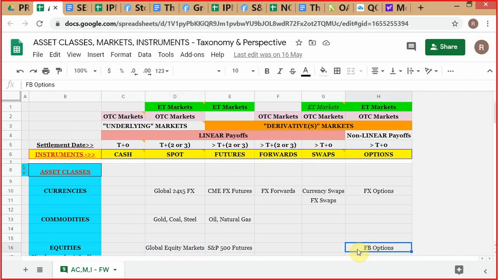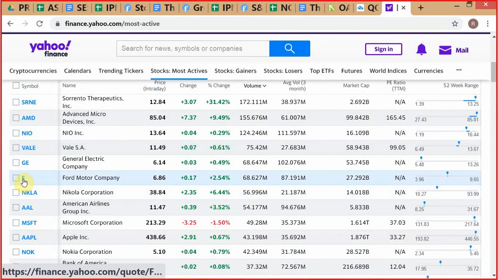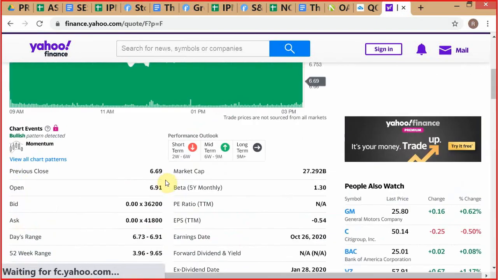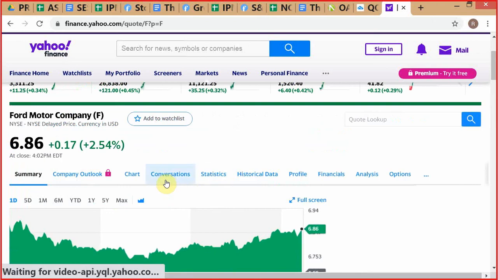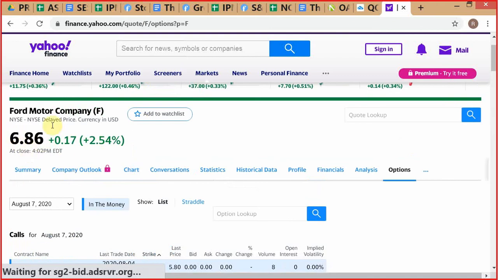Okay, I just gave the example of FB options, which is an example of a market. Facebook options, right? So if you choose any company, if you choose Ford Motor here, if you go to Yahoo Finance, you will see one of the alternatives given to you under Ford Motor Company is that you can look at the options of Ford Motor Company. So this 6.86 is the spot price.